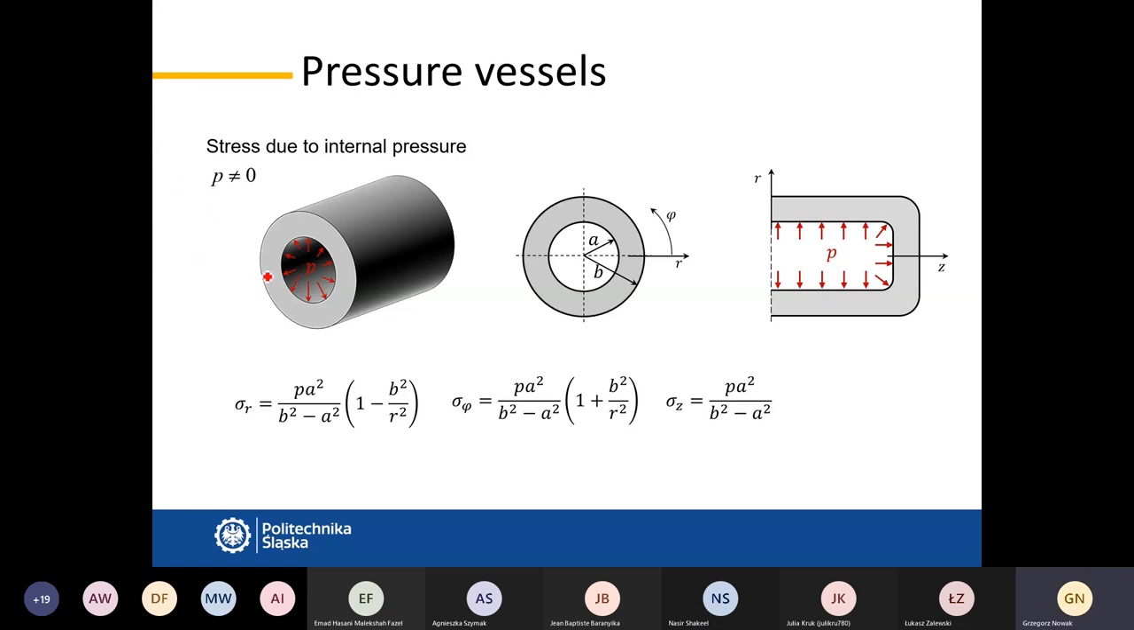Now we do not have rotations, we do not have revolutions, rather we have pressure inside. So the story is very much the same. We have internal diameter, external diameter, and pressure is non-zero now. If we take into account this case that there is only pressure, the stress will be like that.